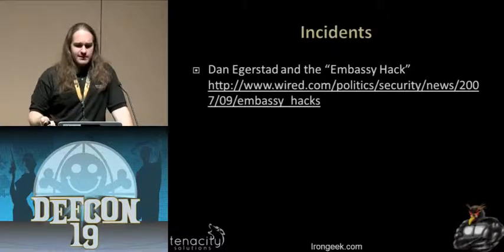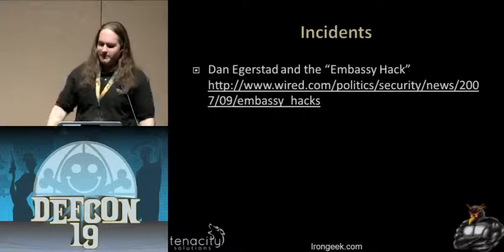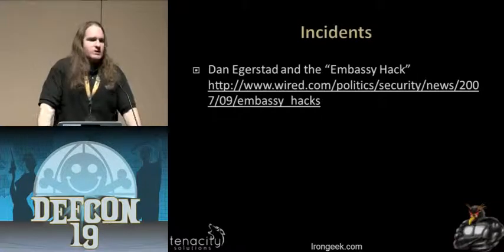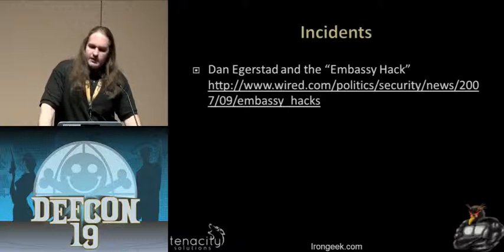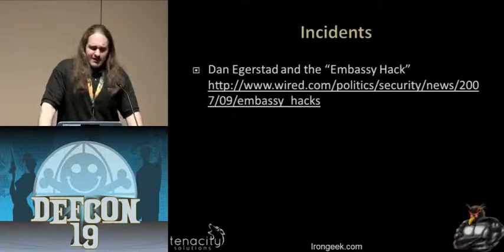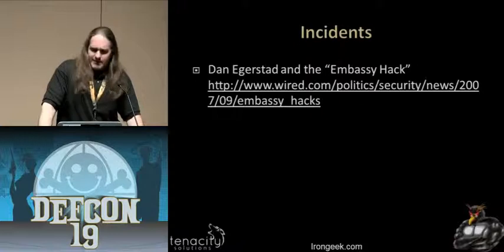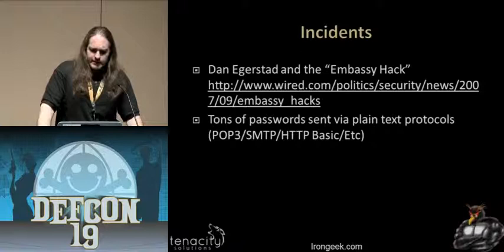A few instances: Dan Egerstad, the whole embassy hack, as it was called back in 2007. Essentially, a bunch of workers at embassies were using Tor to tunnel out of the host country so they could do things anonymously. Unfortunately, the things they were doing didn't lend themselves to being particularly anonymous. The host country may not have been able to directly spy on the communications, but when you're using POP3, SMTP, HTTP basic authentication, and other plain text protocols, the person sitting there on that exit point can sniff it.